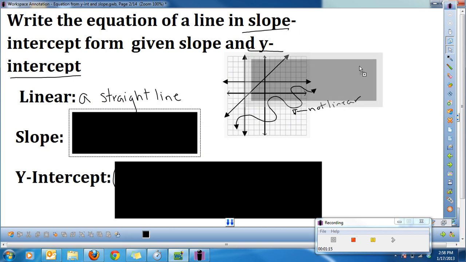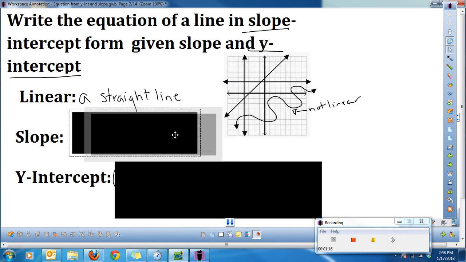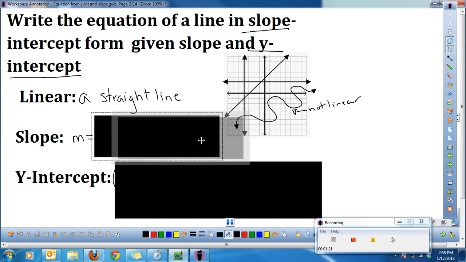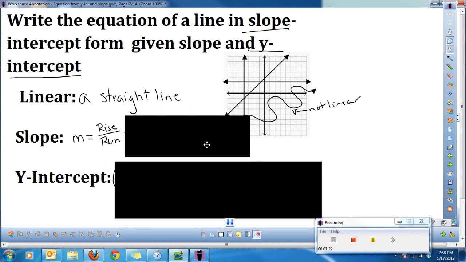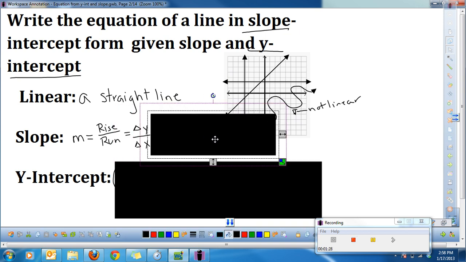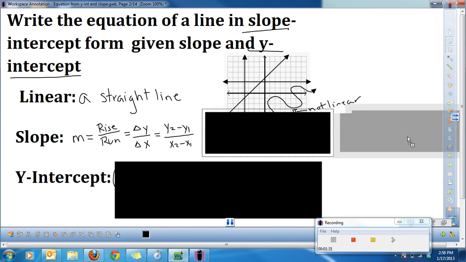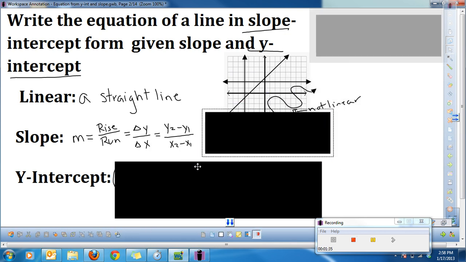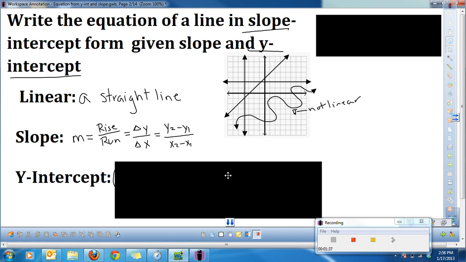So, just a reminder, what do we know about slope? We know that slope is m. We also know that slope is rise over run. Think in your head right now, what else do you know about slope? You know that it's the change in y over change in x. And we've also learned that there's an equation we can use for slope, which is y2 minus y1 over x2 minus x1. Any of these things we can use to find slope, and we can find slope on this graph.